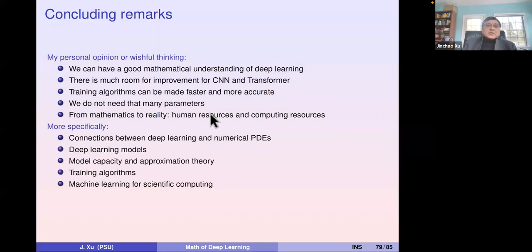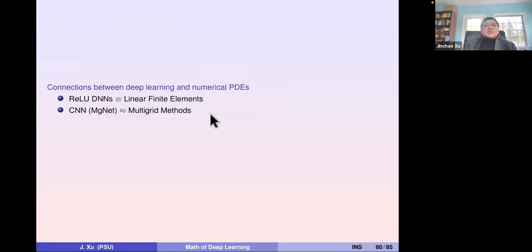More specifically, I want to make some comments. First of all, the most popular DNN is actually the same as the finite element method, which I've been working on. The convolutional neural network is more or less like a multi-grid method. And I have quite a bit of experience in finite element and multi-grid.